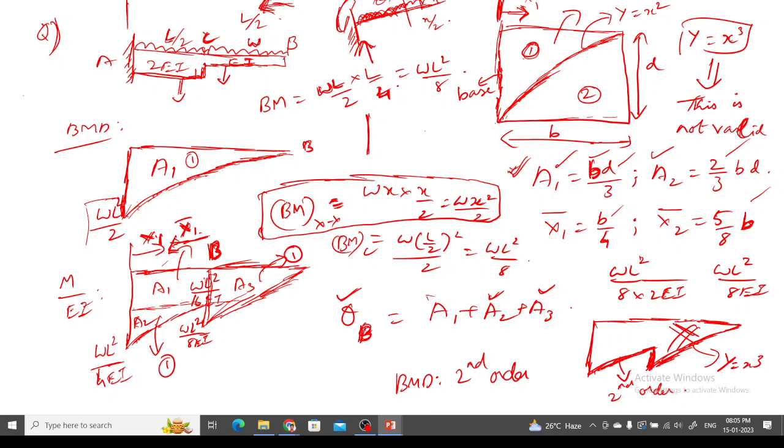Sir, that thing is clear. I want to ask about the right topmost portion, where you have described x1 bar equal to b by 4. From left hand side or right hand side? From left hand side. But here, I only know the distance from the left hand side. I have to calculate this distance, so I will take the difference of total length minus x1. Then I will get the original x1 bar.